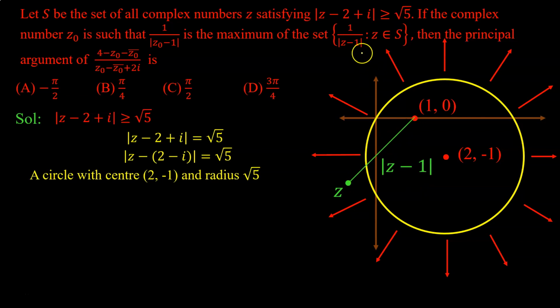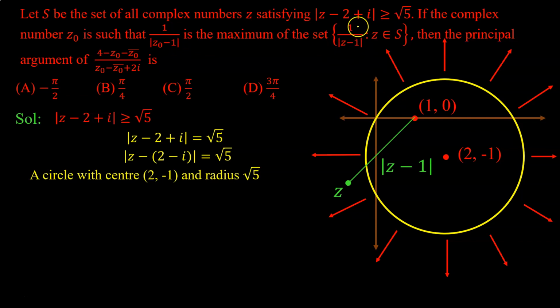Now we have to choose the point Z in such a way that modulus of Z minus 1 is minimum, because we want 1 by modulus of Z0 minus 1 to be maximum. That point is taken as Z0, right? The value of Z for which this is maximum is taken as Z0.